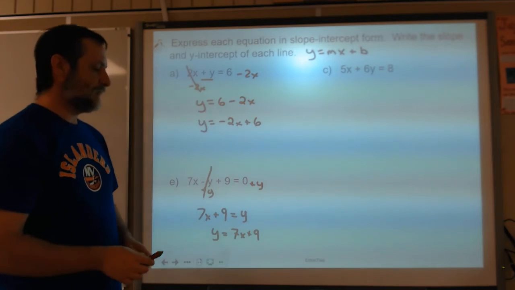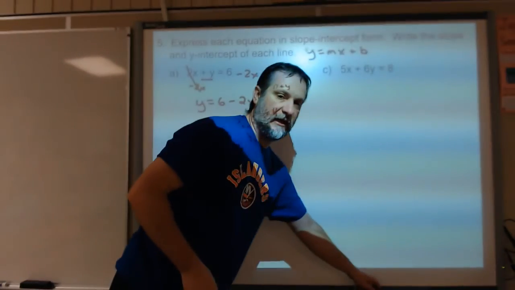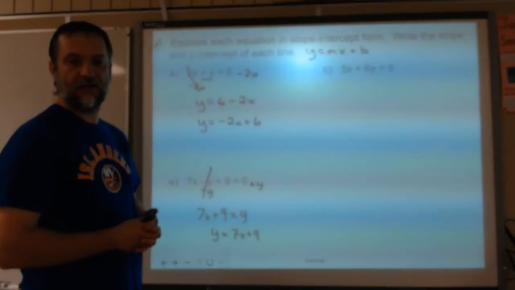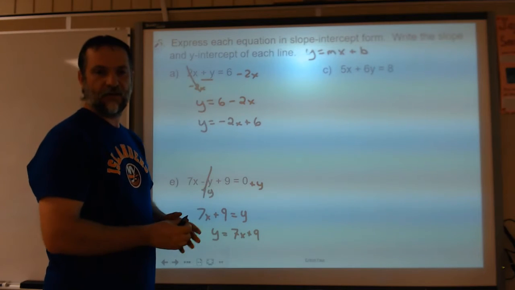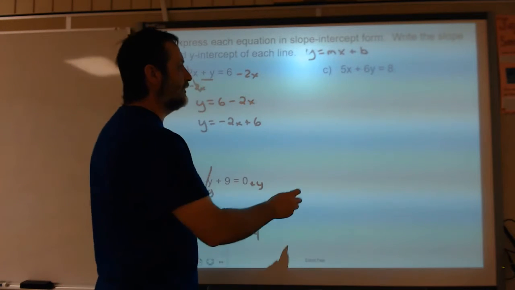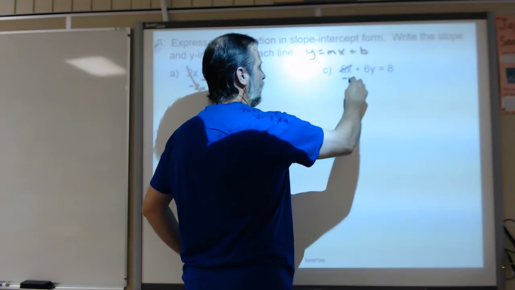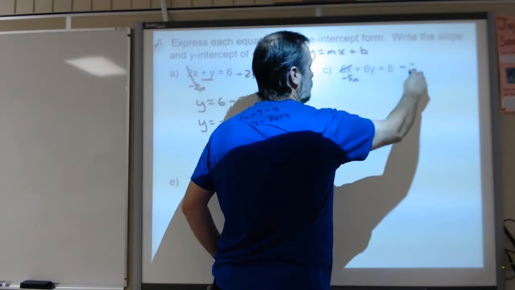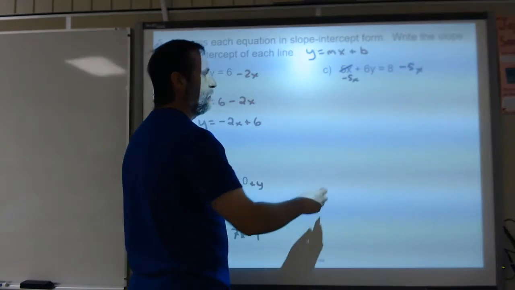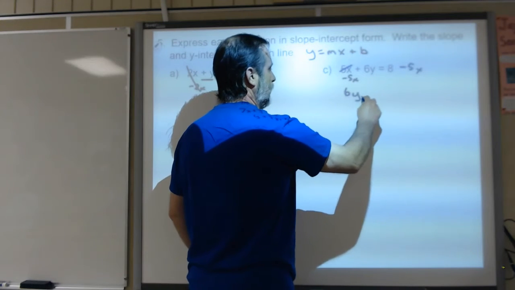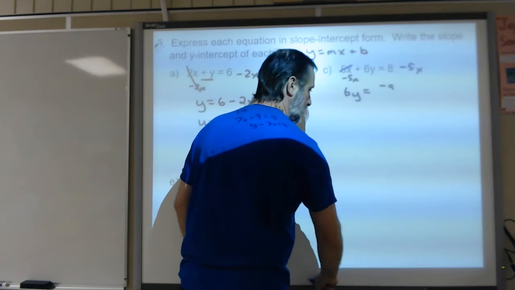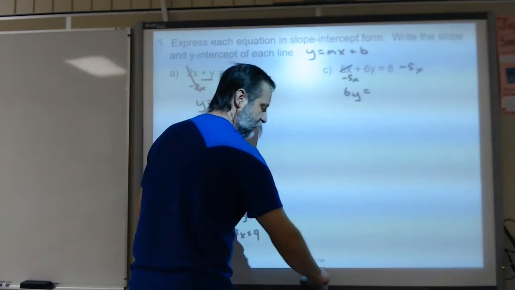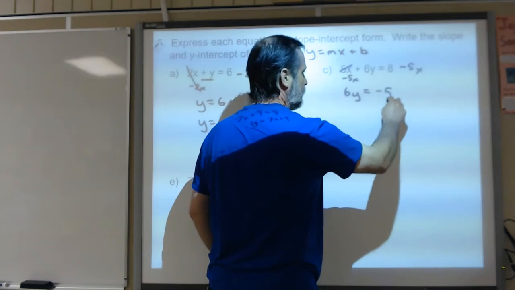We might run into something a little trickier, but it's actually easier than you think. In the next example, 5x plus 6y equals 8, positive y where it is, move anything else. Subtract the 5x from this side, subtract the 5x from this side. This becomes 6y equals negative 5x. Now I know it needs to be first.